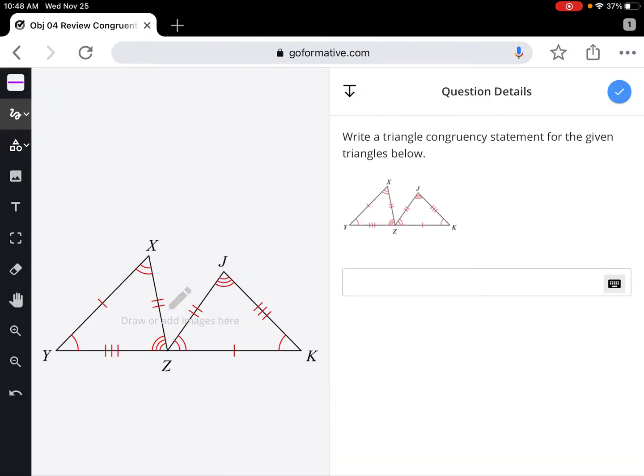Next one, write a congruency statement. Just be really careful. There are a lot of different answers for this that we'll accept. So I just start with the first triangle. I'm going to say triangle XYZ is congruent to a triangle. Now I'm really careful. I'm like, okay, well, X has 2 arcs, so Z has 2 arcs. So it's going to start with Z. And then my next one is Y. Y has 1 arc, so K has 1 arc. So it's going to be K.